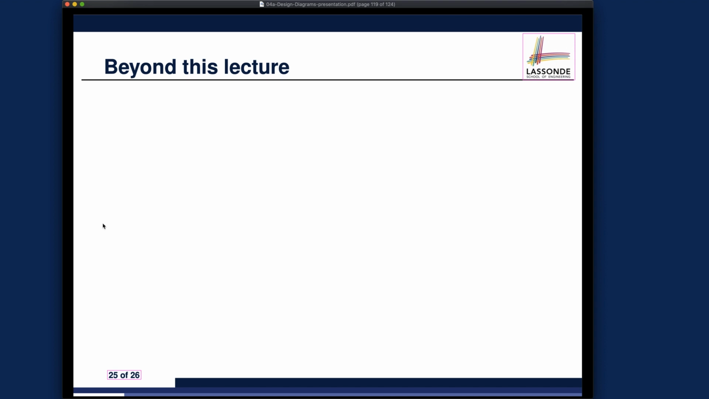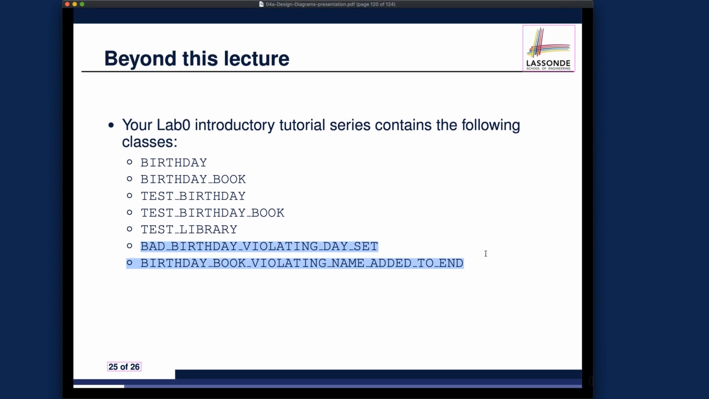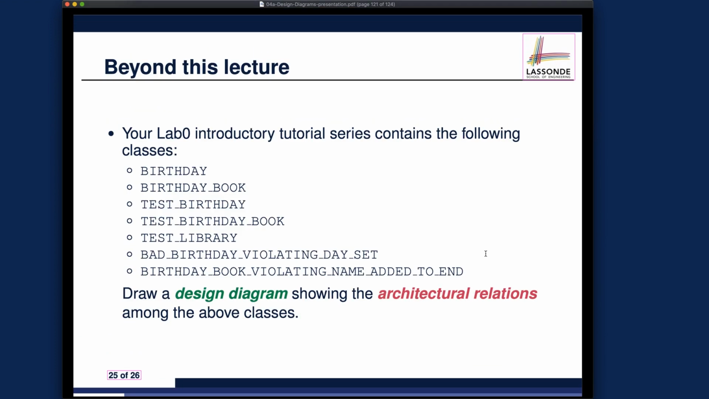So one exercise for you, optional, but I would suggest you do it. Your Lab 0 introductory tutorial series introduces these classes. Of course, you might have your own classes as well, but at least these classes, okay? Some class just for the model logic, some class just for testing, and also these two classes are for violation tests, which show inheritance. So now the exercise for you would be to draw a design diagram showing the architectural relations for all these classes. Again, your diagram is only meant to be an abstraction, which means you can be selective about what features or what routines, what attributes you want to show in the diagram.